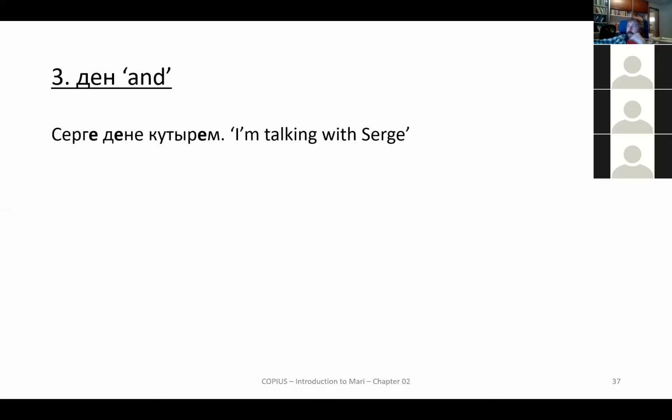Okay, and briefly still revisiting den, as I mentioned, this has its roots in a postposition, because if I have like Sergei dene kutarem, I am talking with Sergei. This dene is a postposition, with. And this was then grammaticalized as and, like Yelu, Sergei, and Yelu.